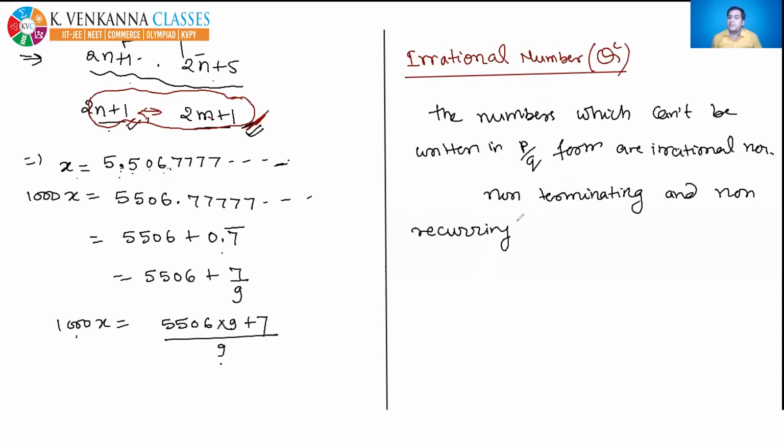Non-terminating and non-recurring decimals are also irrational numbers.